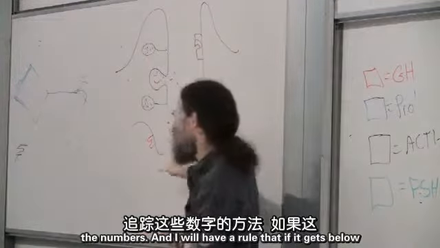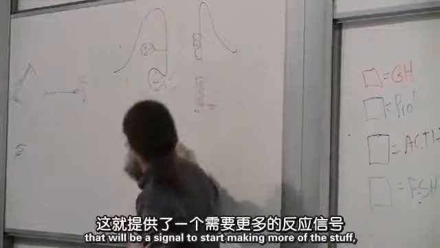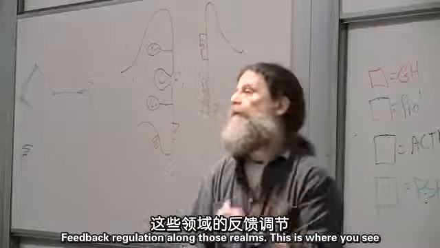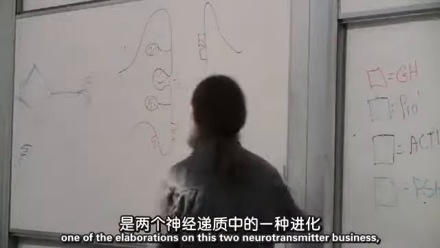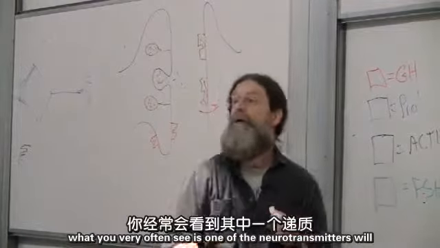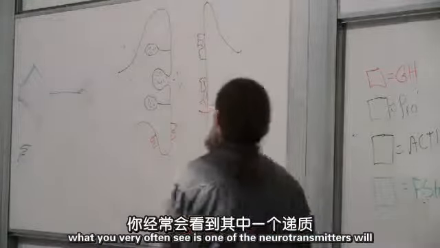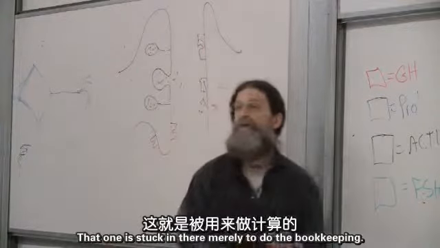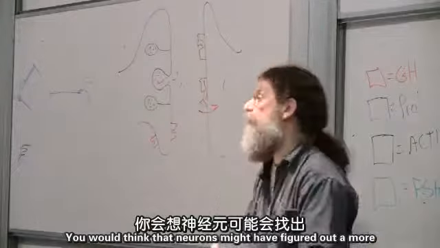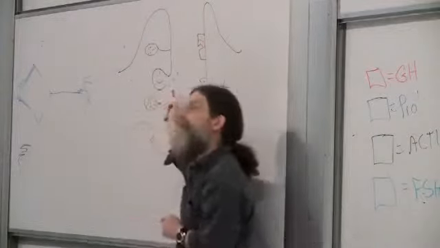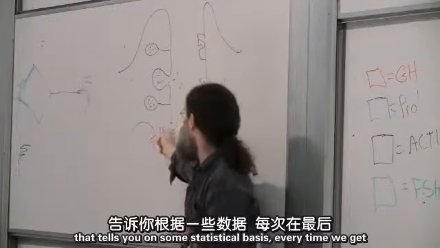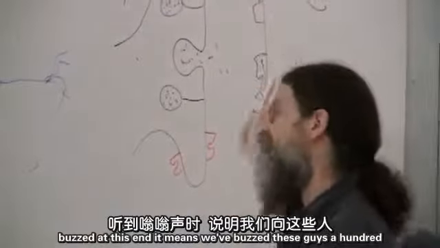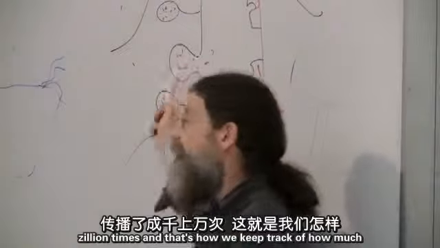And I will have a rule that if it gets below a certain level of my picking up this bookkeeping signal, that will be a signal to start making more of the stuff. If I'm getting too much of a signal, decrease the release, feedback regulation along those realms. This is where you see one of the elaborations on this two neurotransmitter business. What you very often see is one of the neurotransmitters will exclusively work on a presynaptic autoreceptor. That one is stuck in there merely in order to do the bookkeeping. You would think neurons might have figured out a more direct way of keeping track, like how many vesicles they dump, but instead this theme is there's some presynaptic autoreceptor which tells you on some statistical basis, every time we get buzzed at this end, it means we've buzzed these guys 100 zillion times, and that's how we keep track of how much we want to make.